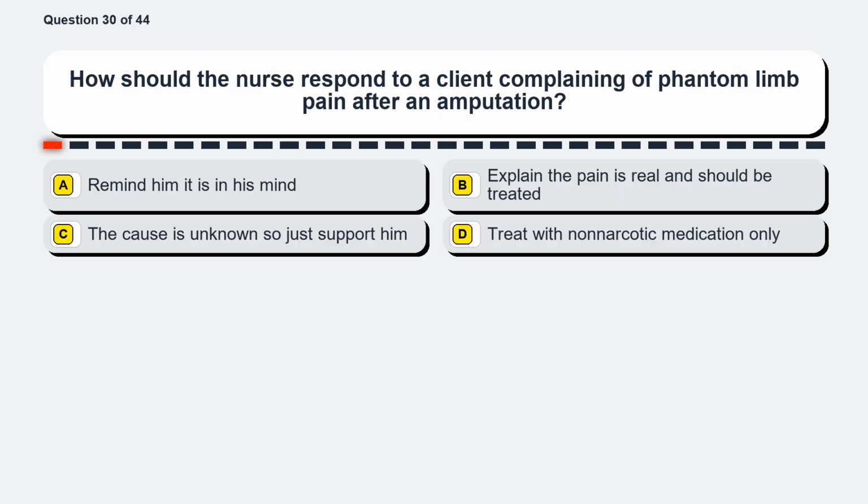Question 30. How should the nurse respond to a client complaining of phantom limb pain after an amputation? Option A, remind him it is in his mind. Option B, explain the pain is real and should be treated. Option C, the cause is unknown so just support him. Option D, treat with non-narcotic medication only.